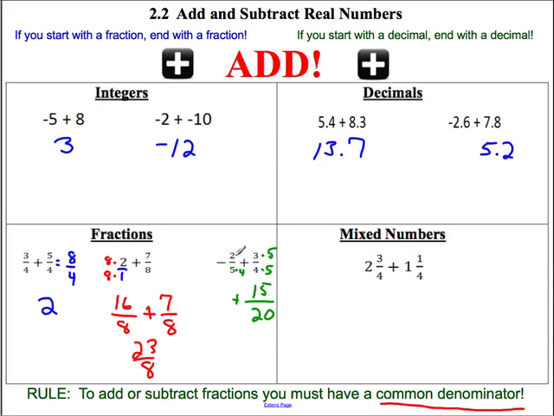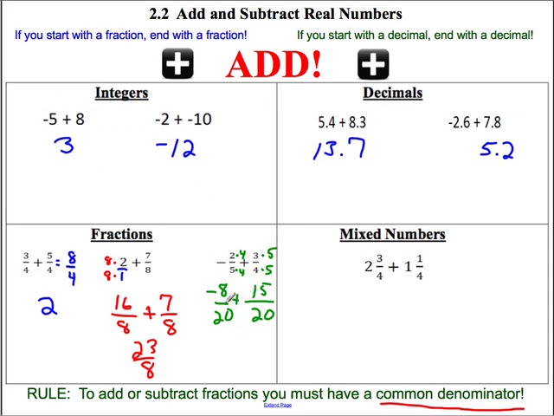And whatever you do to the bottom, you've got to do it to the top to keep it equal. So times that by 4. 2 times 4 is 8. 5 times 4 is 20. But be careful with the negative sign. Bring it down. You can put the negative in front or on top. I usually think of that negative number on top. It can be top, bottom, or front. It doesn't matter.